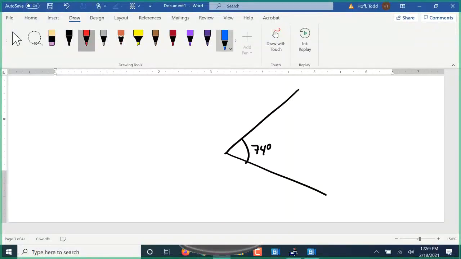Well, because of the layout of many construction sites, there's a lot of things that are parallel. So let's say that I have this line over here that is parallel with this line.